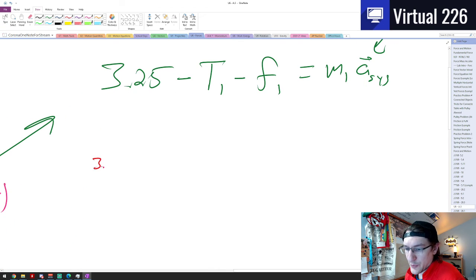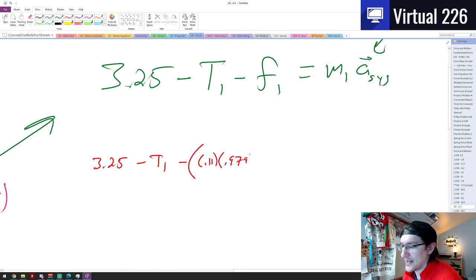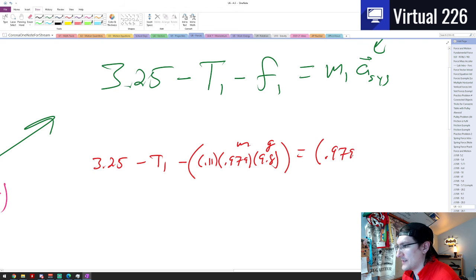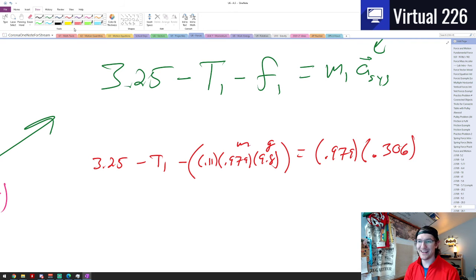We're going to have 3.25 minus T1 minus, got to be careful here with friction. Friction is going to be mu times n, so 0.11 times mg, so 0.979 times 9.8, because that's m and that's g. And that will equal the mass of the first car, 0.979, times the acceleration we found, which is 0.306. Whew, a lot of numbers, but we can solve this.